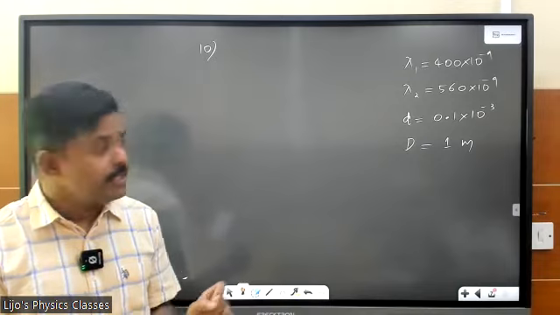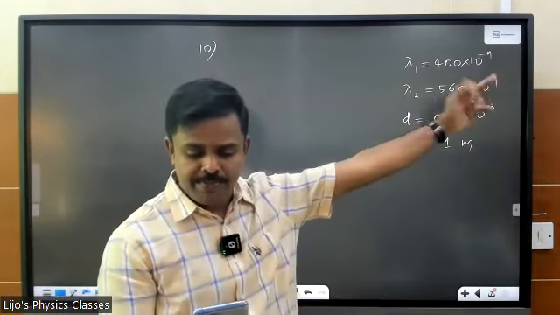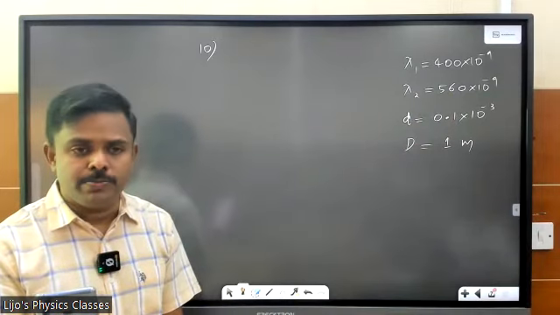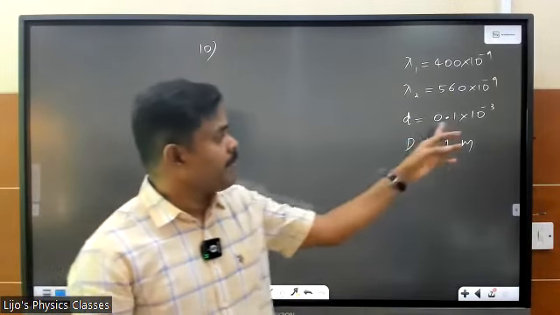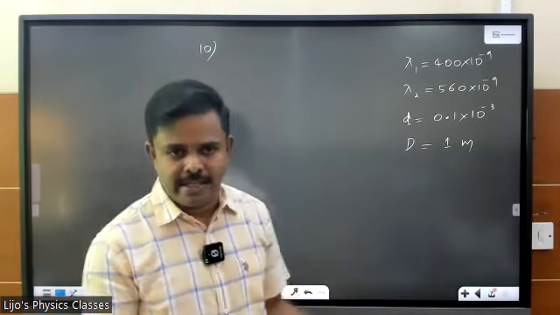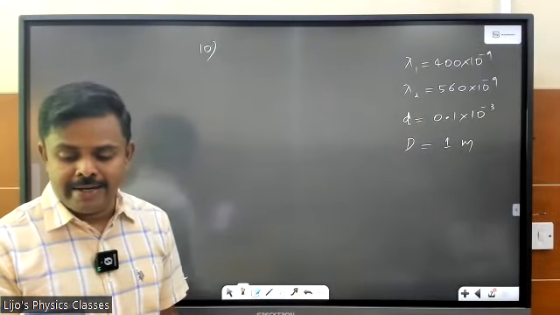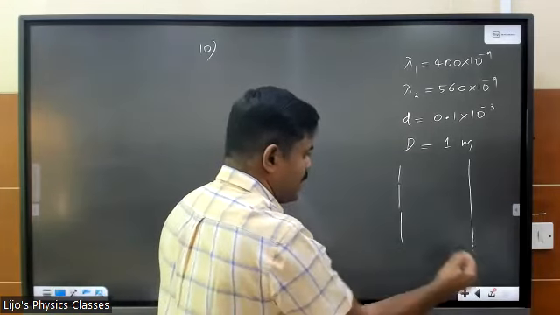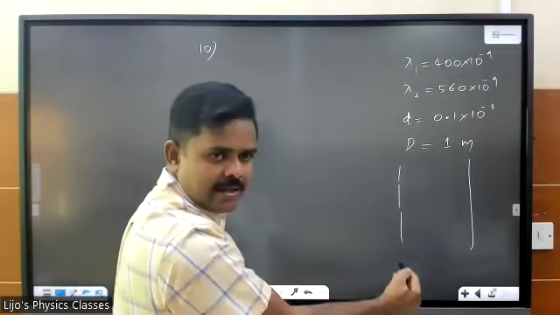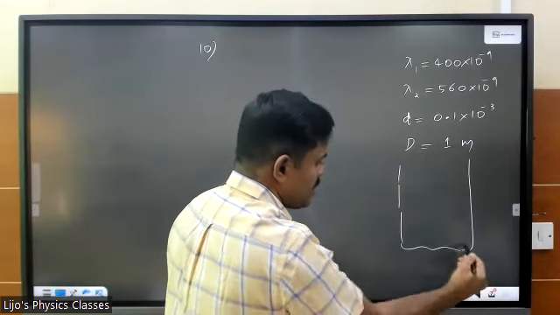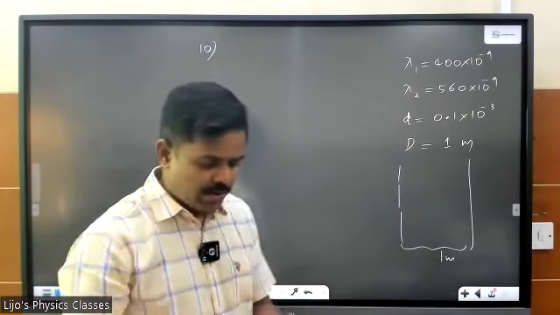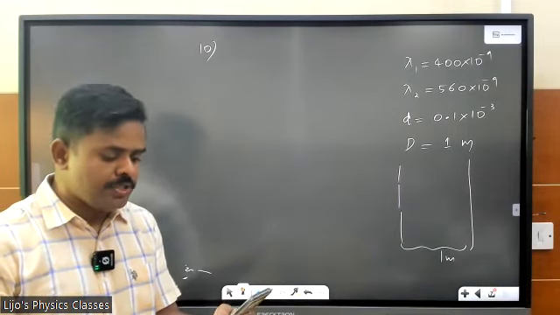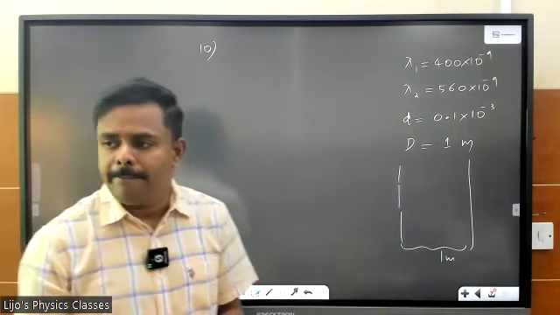Bichromatic light of wavelength 400 nanometers and 560 nanometers are used. The distance between the slits is 0.1 millimeter. And the distance between the plane of the slits, this is the plane of the slits, right? And the screen is 1 meter. Okay, that is also given. Calculate the minimum distance between two successive regions of complete darkness.